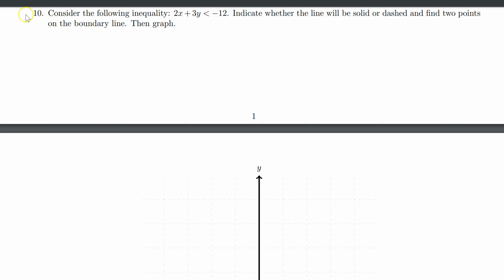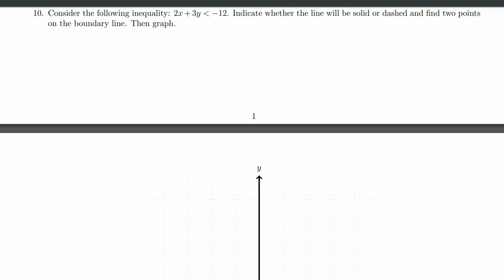Now for number 10, we're asked to look at this inequality, indicate whether the line will be solid or dashed, and then graph it. So as I look at this, this is only less than, not less than or equal to. So less than is a dashed line. If it's less than or equal to, then that would be a solid line. So this is a dashed line, and they want us to graph it.